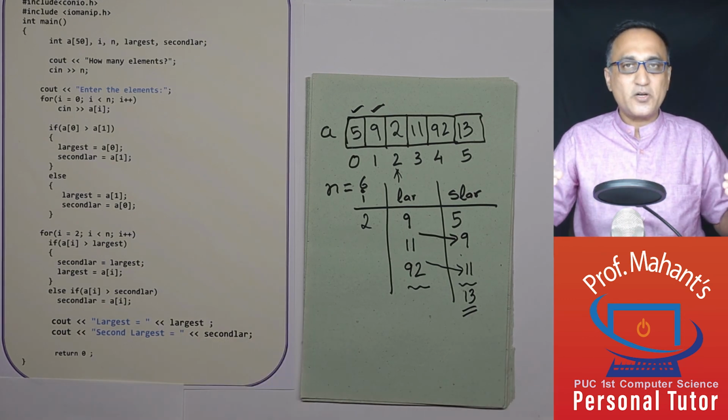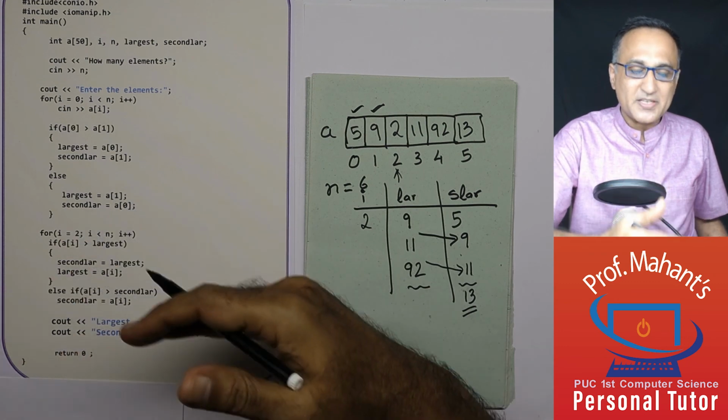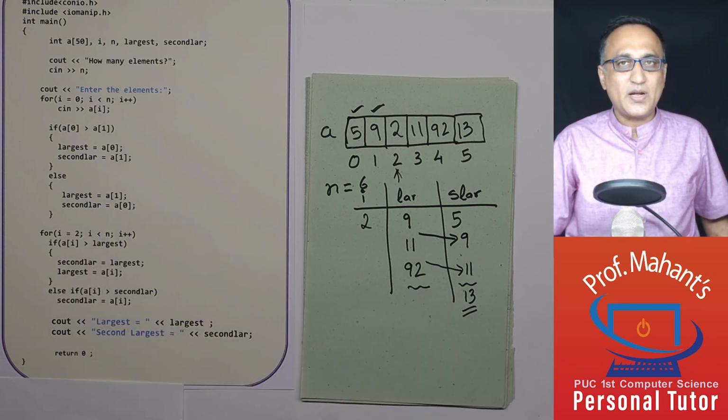So this is how you need to run through the logic. Always draw a table with variables, go step by step. You will never make a mistake and you will understand programming in a crystal clear fashion.